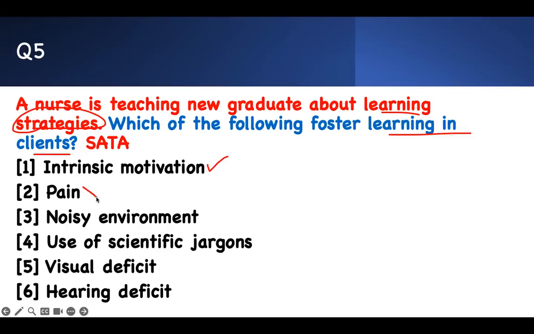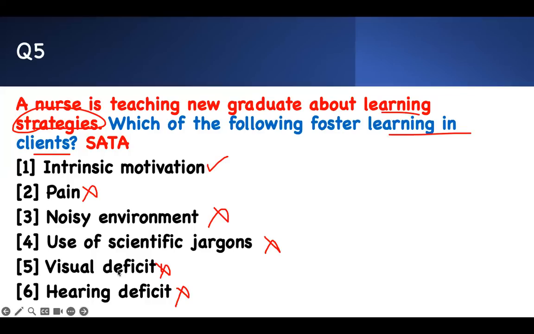Excellent. Pain, they're not going to participate. If the place is noisy, they'll be distracted. If you use jargon, they're not going to listen to you. You say, hey, let me show you how we administer furosemide PO in order to increase your urine output and improve your creatinine function, a bunch of jargon. They don't care about that. If they have a visual problem, they're not going to learn. If they have a hearing problem, they're not going to learn.